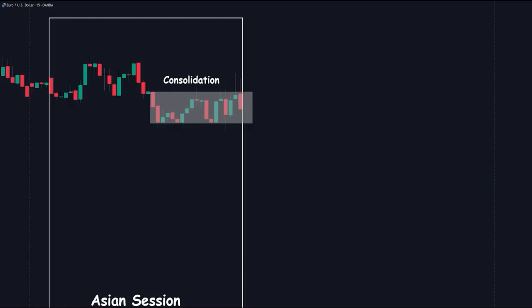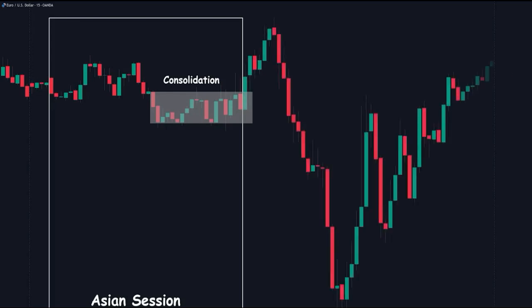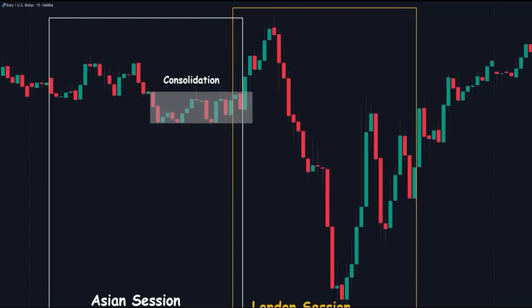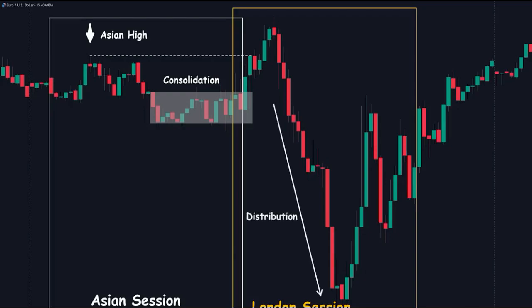Now let's see what happens when the London session starts. The price suddenly moves up, engaging the liquidity above the consolidation range, as well as the Asian high, before getting back inside the range. This shows that manipulation occurs with the opening of the London session and the injection of volatility into the market. Finally, the price distributes lower on the opposite side of the manipulation move. The sequence we see here is Asian session consolidation, followed by manipulation when the London session opens, and then distribution as the price moves lower. By understanding how these phases work and combining them with your trading session, you can better predict price movements and spot trading opportunities.